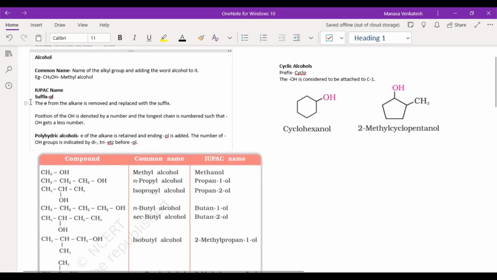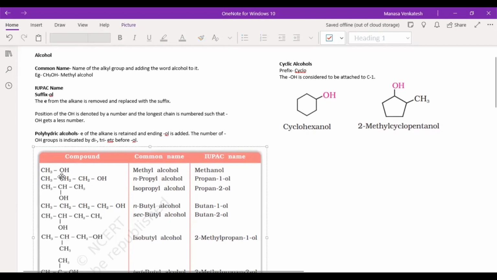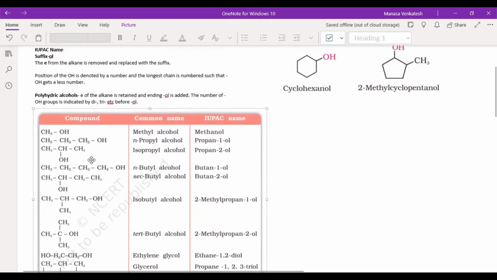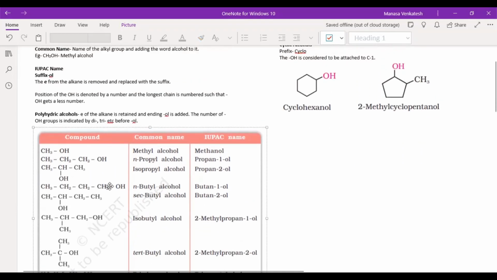In IUPAC naming, on the other hand, you have the suffix -ol. So for the alkane, suppose methane, the E from methane is removed and the letters OL are added. The position, obviously, we have to denote, and the carbon chain is numbered in such a way that the carbon attached to the OH gets the smallest number. All of these compounds only contain one functional group, that is the hydroxyl functional group.